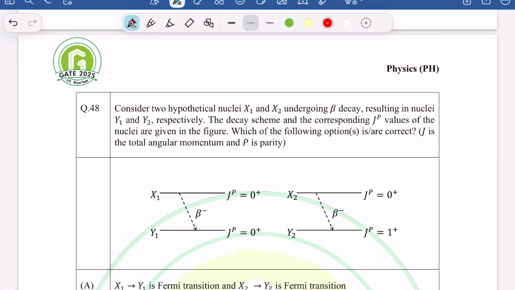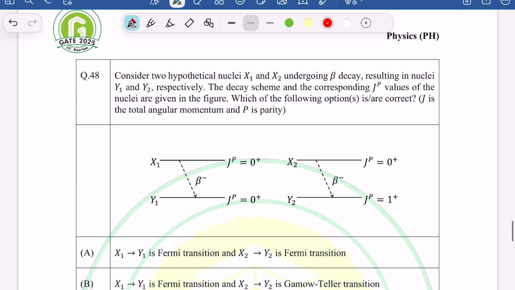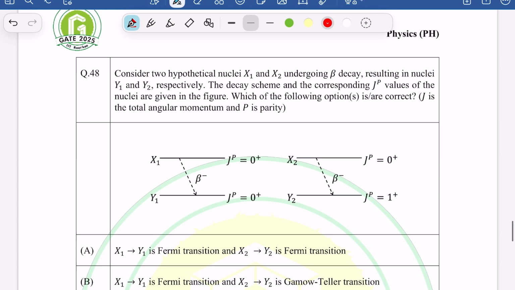We will solve another important question from GATE 2025 physics. This question is from nuclear physics based on nuclear beta decay. Here there are two nuclei x1 and x2. They are undergoing beta decay, negative beta decay, resulting in nuclei y1 and y2 in the final state respectively.